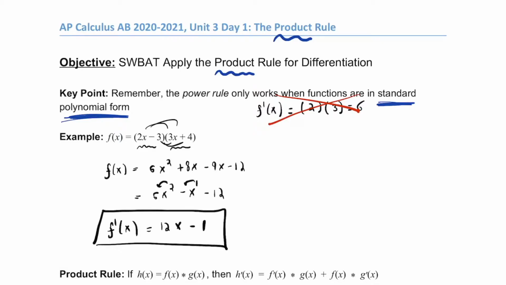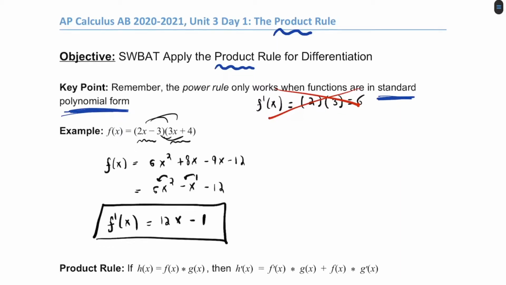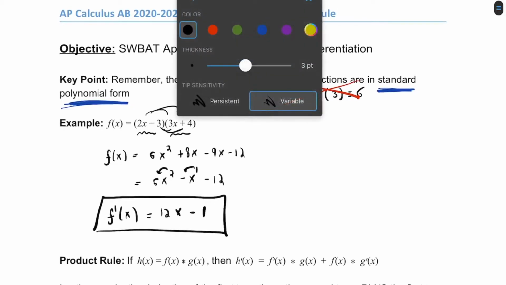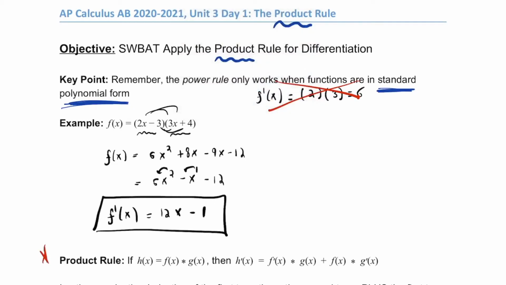It's clearly not 6. Now there's another way to do this, and that's with the rule that we're going to learn today and that you need to commit to memory today. This is super, super important. This is called the product rule, where again, product means multiply.